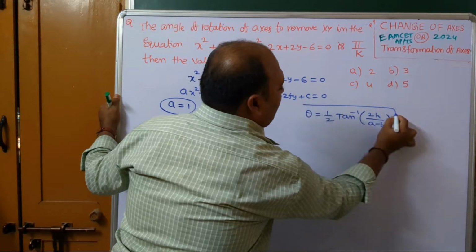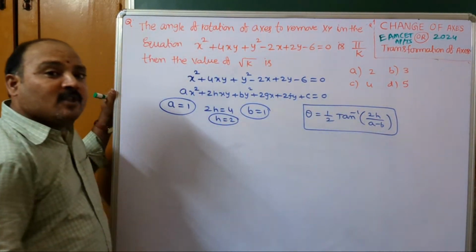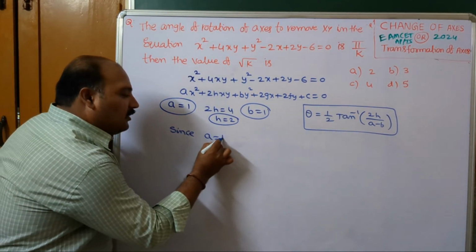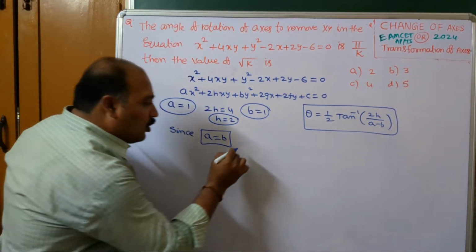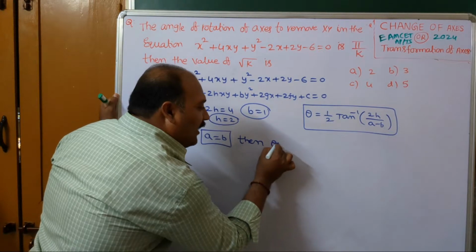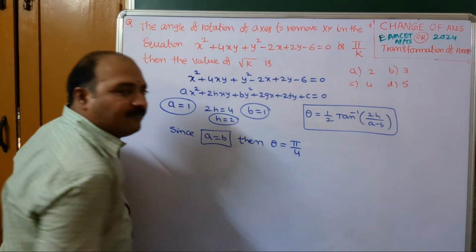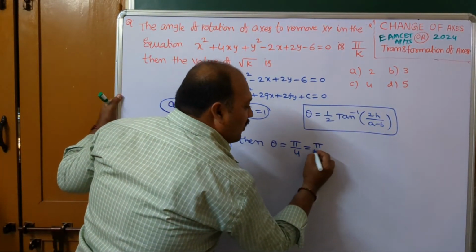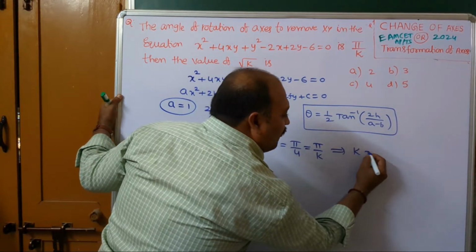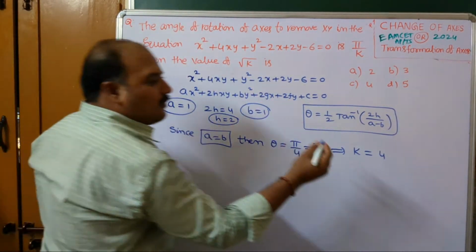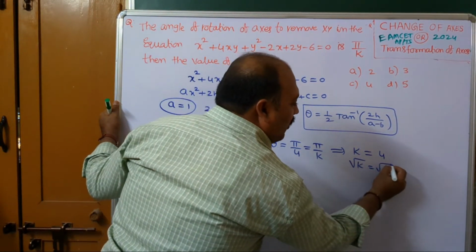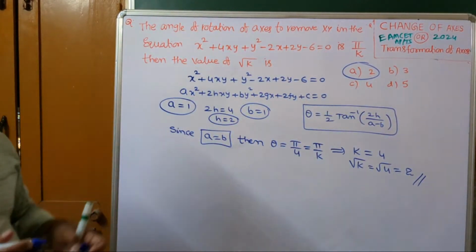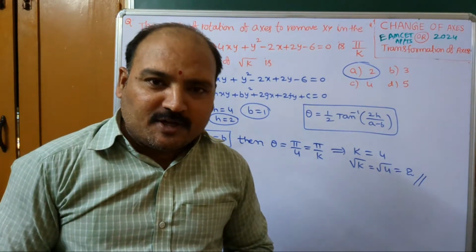Without applying this formula also we can get the answer in this case. Why? Because since a is equal to b, the rotated angle theta is equal to pi by 4. Am I right? I discussed this in the previous classes. So pi by 4 is given as pi by k. That implies that k value is 4. Then asked to find root k, it's simple now. So root k is equal to root 4, that is equal to 2. So the value is 2. It is there in the first option, dear students. I hope everyone understands that.